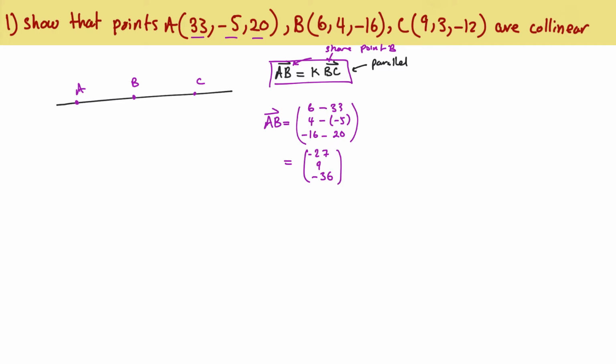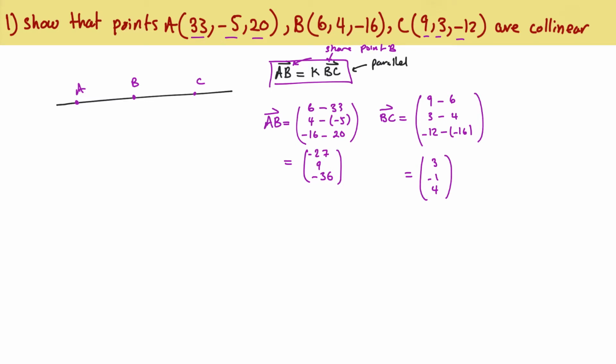Let's find vector BC as well. So I will take all the x, y, and z values of point C. So we get 9, 3, and negative 12. And we are going to subtract them by the x, y, and z values of point B. So those are 6, 4, and negative 16. When we do this, 9 minus 6 is 3, 3 minus 4 is negative 1, and negative 12 minus negative 16 is negative 12 plus 16, which will be 4.